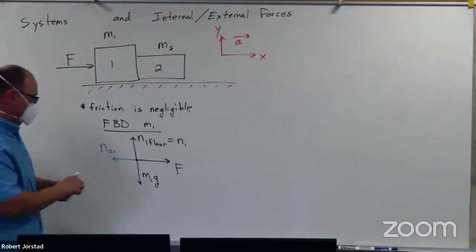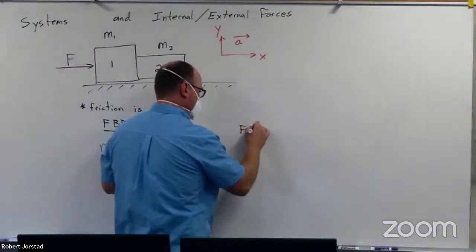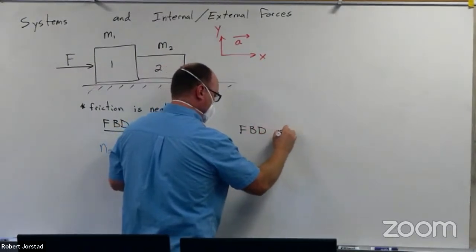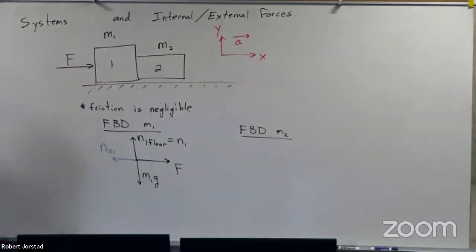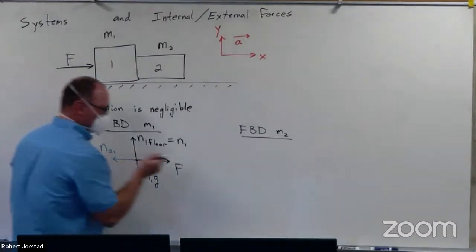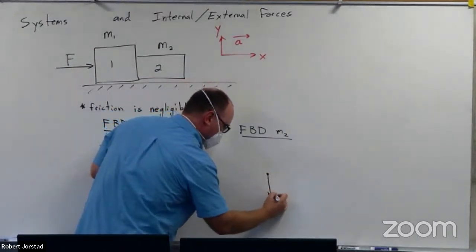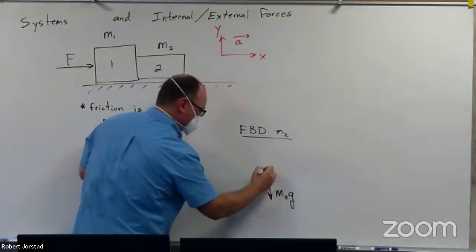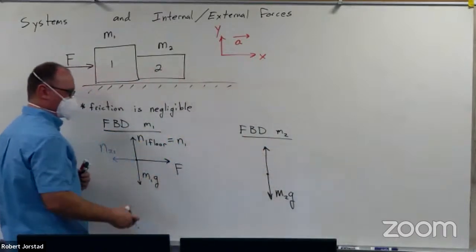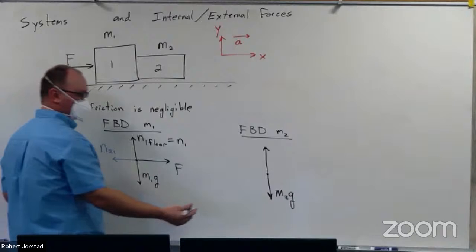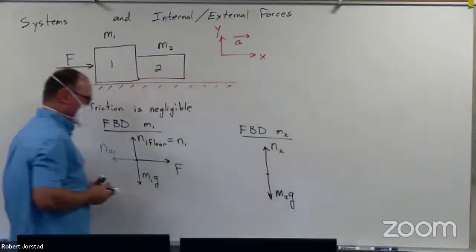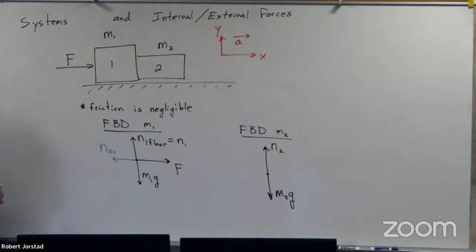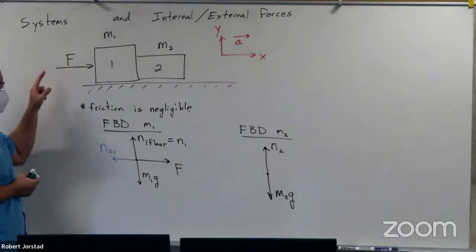All right, let's do an FBD on mass 2. What is one of the forces acting on mass 2? Normal force, M2G. What do you think I'm going to call this upwards normal force for object 2? And subscript 2? What else? Is capital F acting on block 2?